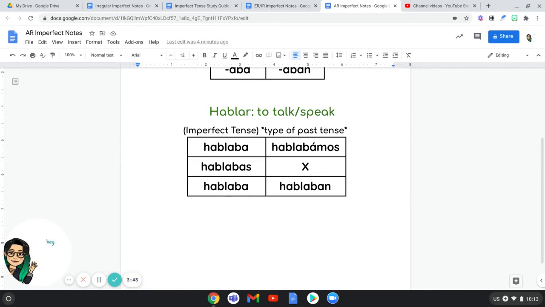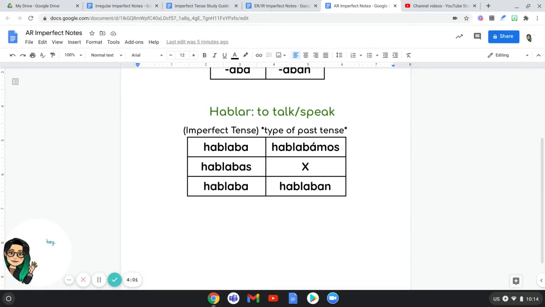So yo hablaba. I used to speak, right? Yo hablaba con mi abuela. I used to always talk to my grandma. I still do. So that's why it's imperfect. Tú hablabas con tus amigos. I'm sure you still talk to your friends. Maybe they're different friends, but I'm sure you still talk to friends, right?